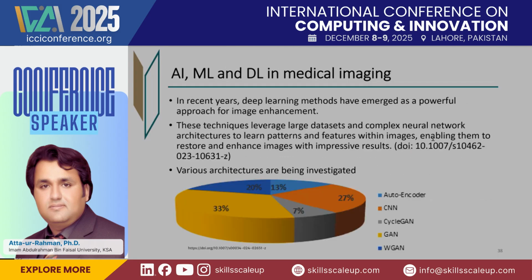So deep learning methods have emerged as powerful approaches for image enhancement. These techniques leverage large datasets and complex neural network architectures to learn patterns and features within the images, enabling them to restore and enhance images with impressive results. So various architectures, as I mentioned, have been investigated in this regard. You can see that we have mentioned 6 most widely used architectures. So we see, for example, GAN and CNN, they have the major chunk in this regard.